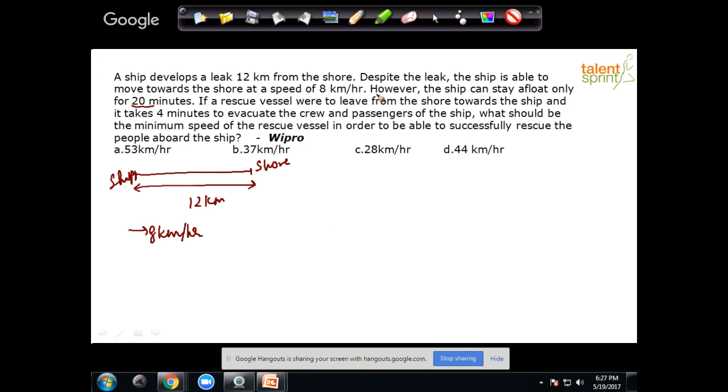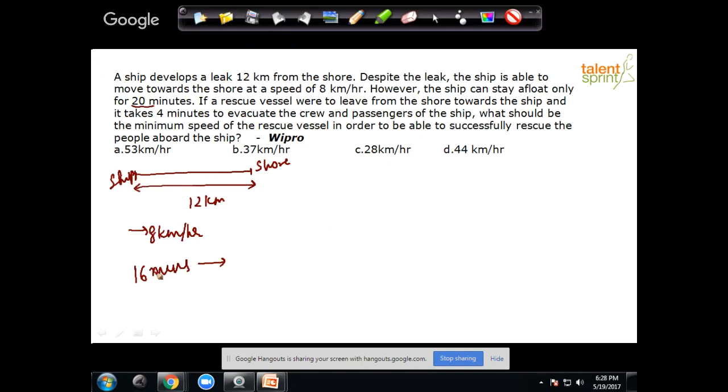See, the ship has 20 minutes before it sinks. So in these 20 minutes, let us assume that the ship is traveling for 16 minutes by the time the rescue vessel reaches the ship. So if it reaches the ship in 16 minutes, what will happen? In the next 4 minutes, all the passengers will be evacuated and they will be saved. So this is what you understand from the given information. Now, in these 16 minutes, how long can this ship travel? What is the distance that the ship can cover?